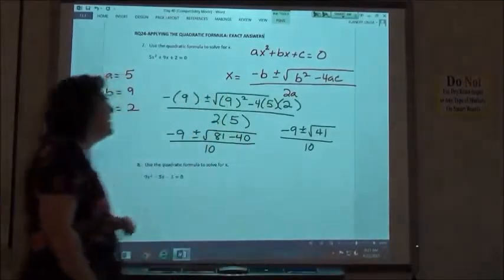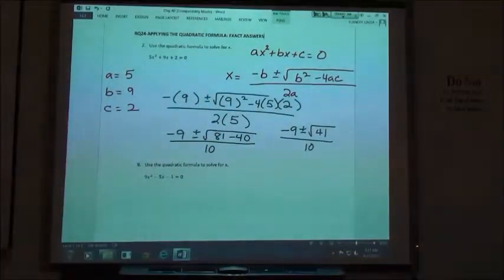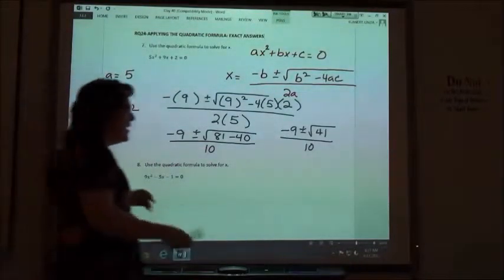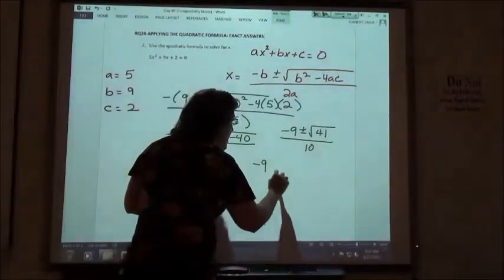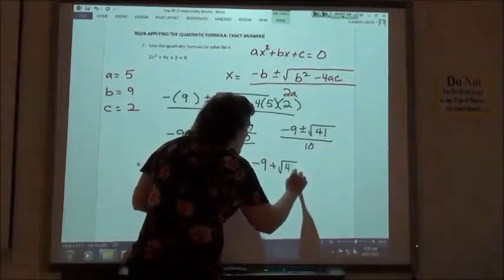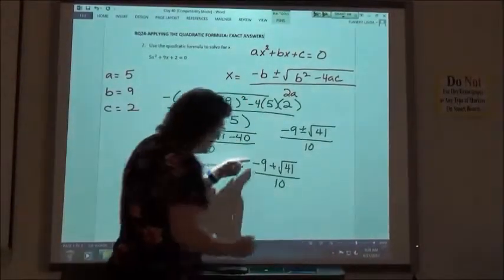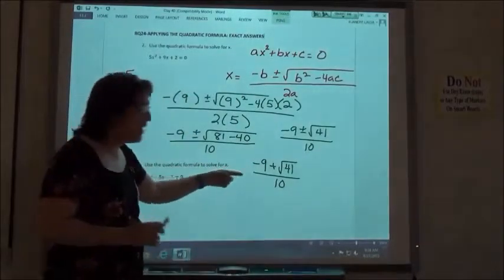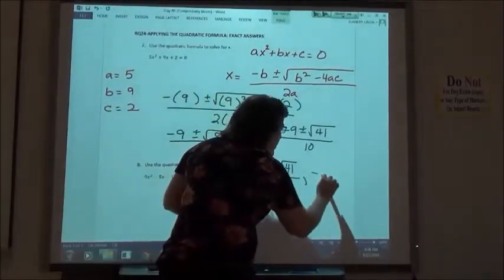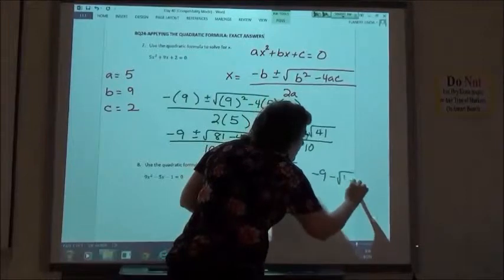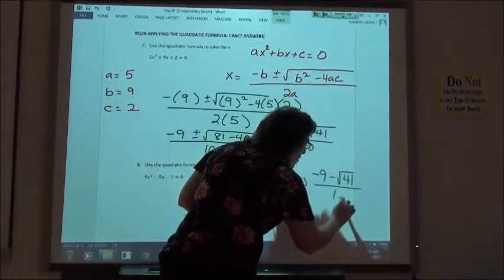Now on the ALEX program, they're going to make you put that in as 2 separate answers. There's not the plus or minus option. So when you put it in, you're going to put in negative 9 plus the square root of 41 over 10. Notice my negative is on top of my fraction. And then you're going to put negative 9 minus the square root of 41 all over 10.